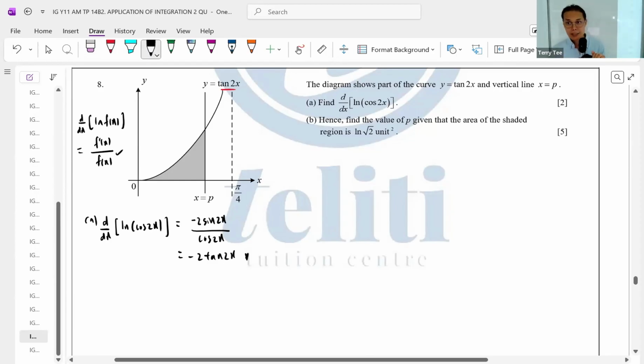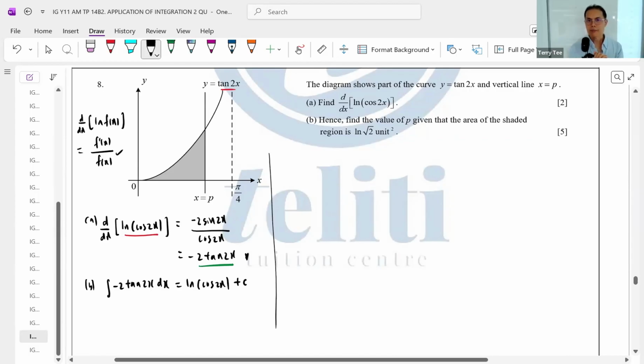Next I'm going to use the result to solve this, because when you differentiate the red one, you get, let's say, the green one. And if I integrate the green one, negative 2 tangent 2x dx, you get back the red one, which is ln of cos 2x plus c. Now I need to divide by negative 2 because I need to use this result. See this? Integrate tangent 2x dx. Divide by 2 is negative half of ln cos 2x plus c.